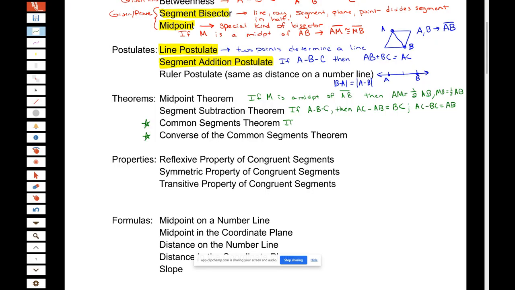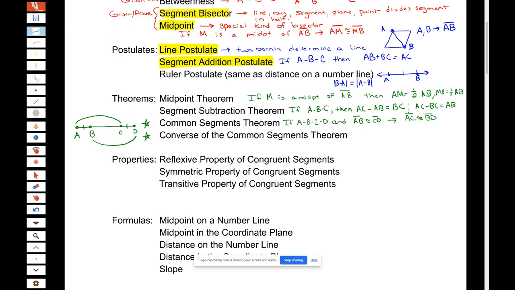So basically it says if B is between A and C, and C is between B and D, and AB is congruent to CD, then AC is congruent to BD. I'm going to draw a picture that's going to make this make sense, just like I did in class. Here we go. A, B, C, D. So AB is congruent to CD. That means that AC is congruent to BD.